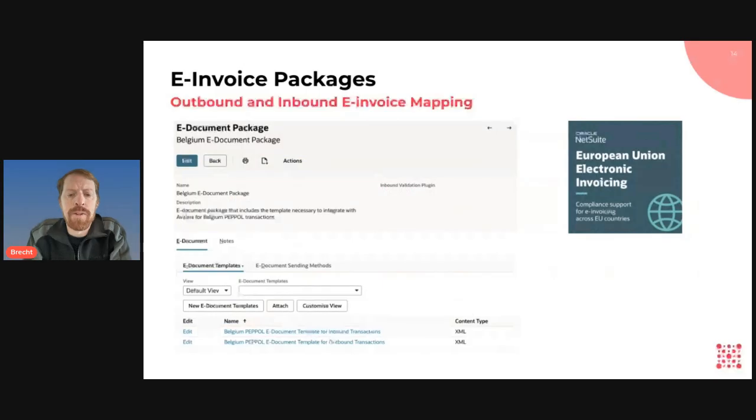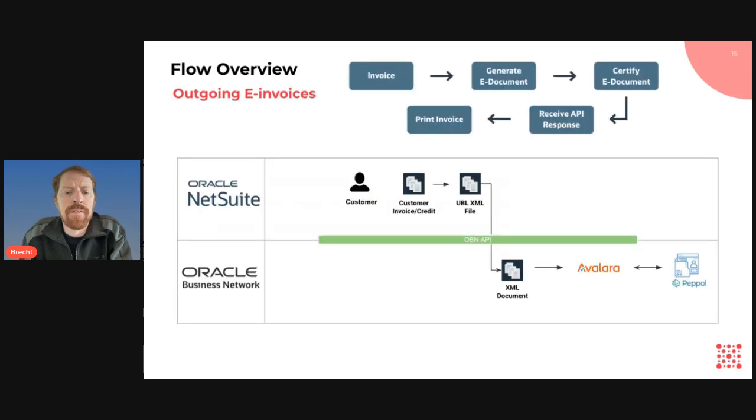These local suite apps that I talked about earlier mainly contain what they call invoice packages. And that invoice package comes with a pre-built e-document template. In this scenario you can see one for Belgium. It's been created for Belgium for inbound and outbound transactions. So that is ready for you to use, and of course to customize if needed, but they are ready to be deployed. How does it work from a flow overview?